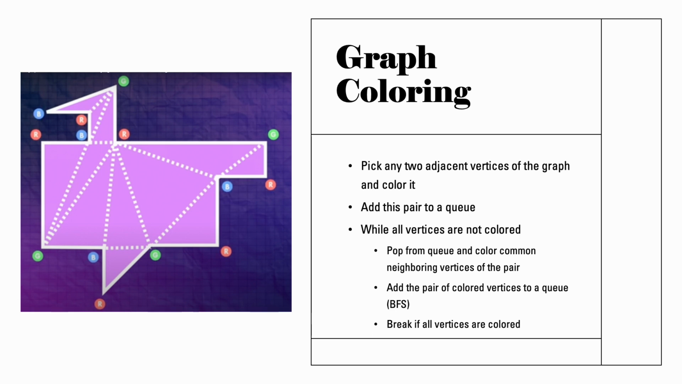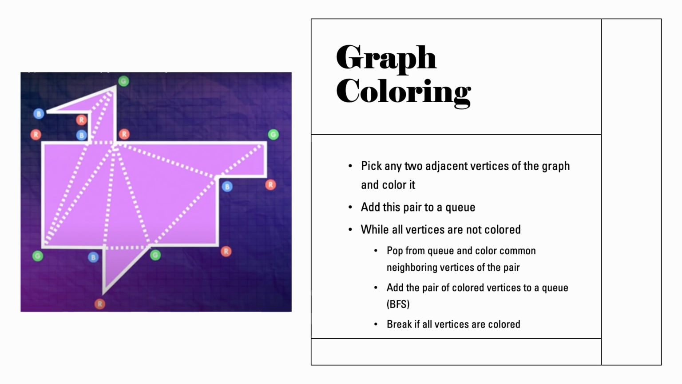Although the graph coloring problem is an NP-complete problem, this category of graphs can be colored in polynomial time of the number of vertices and its edges. The algorithm is as follows. We pick any 2 adjacent vertices of the graph and color them. For instance, looking at the graph, let's use the colors red, blue and green. Now once we have picked 2 adjacent vertices of the graph, we add this pair to a queue.